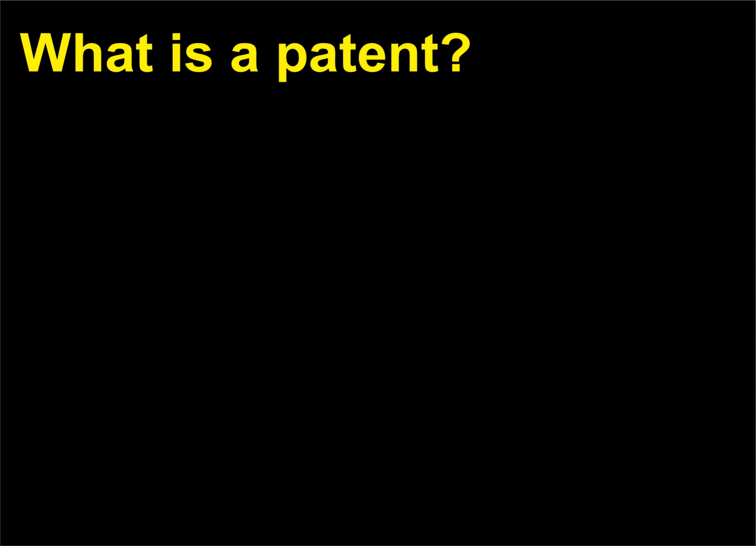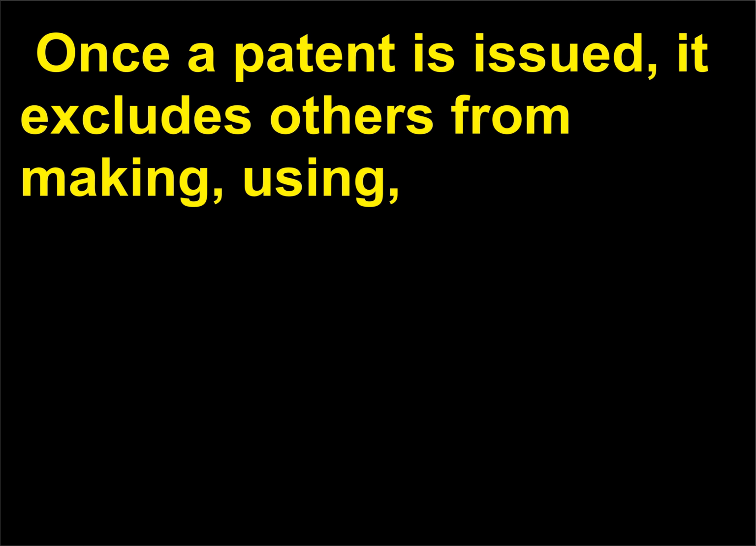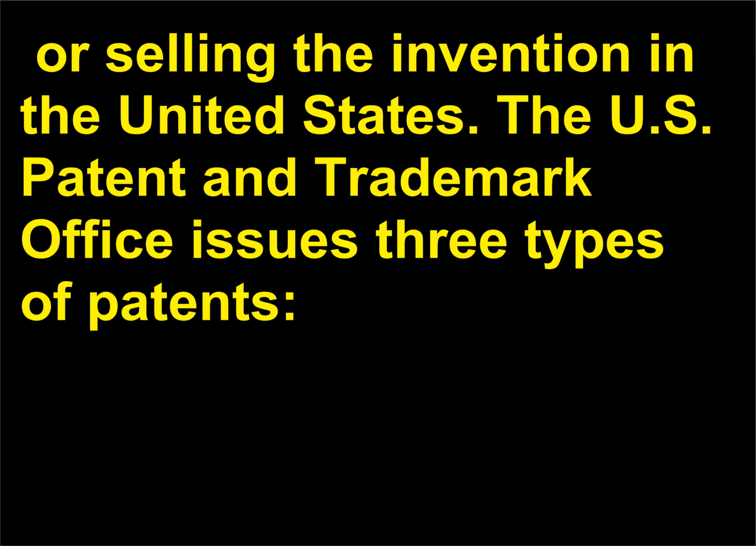What is a patent? A patent grants the property rights of an invention to the inventor. Once a patent is issued, it excludes others from making, using, or selling the invention in the United States. The U.S. Patent and Trademark Office issues 3 types of patents.